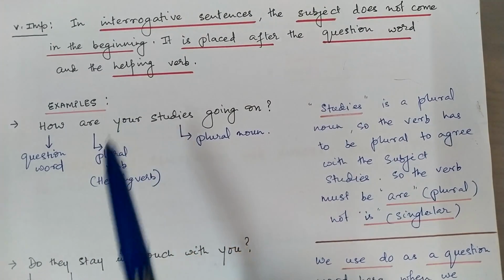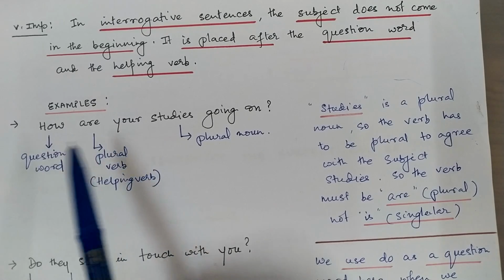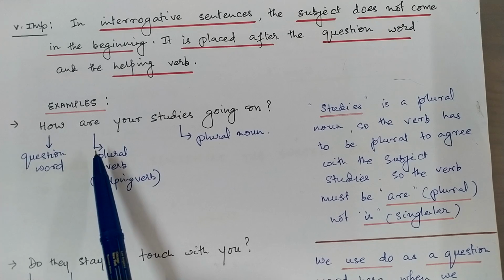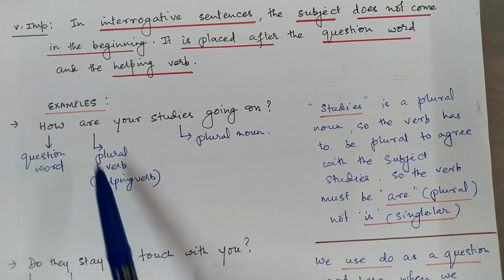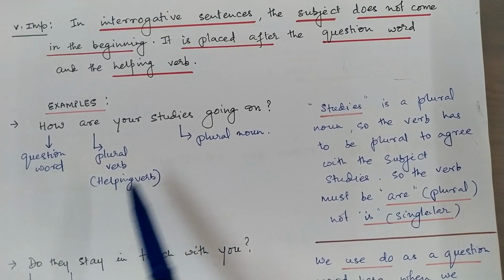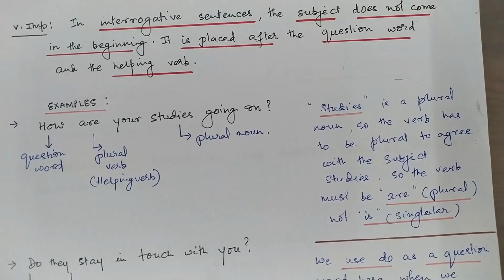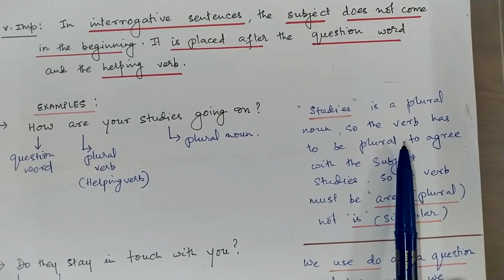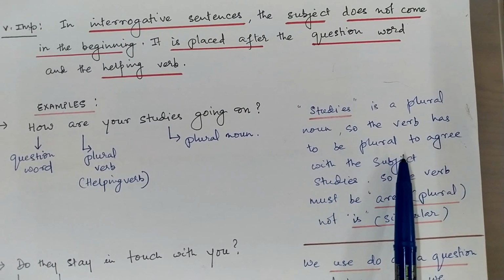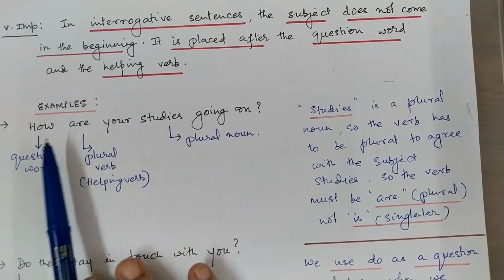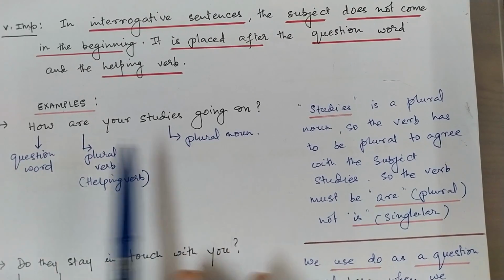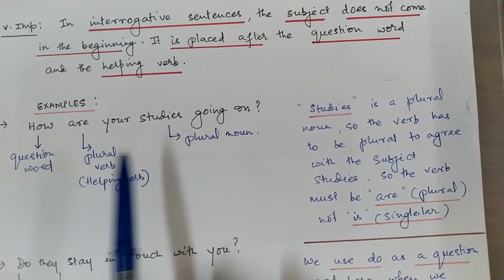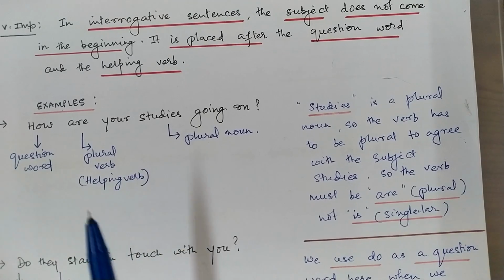So your is the subject. We are talking about you. Now somebody is asking, how are your studies going on? In this example, how is the question word and are is a plural verb for the plural noun studies. That is why children, because studies is a plural noun, the verb which assists studies has to be plural. So I cannot say how is your studies going on. I have to say how are your studies going on, because studies is a plural noun for which its plural verb is are, not is.